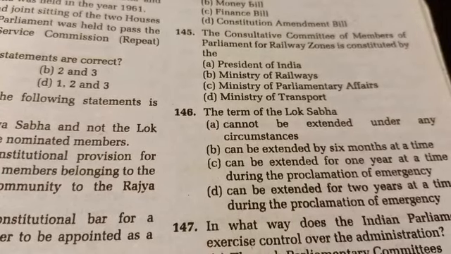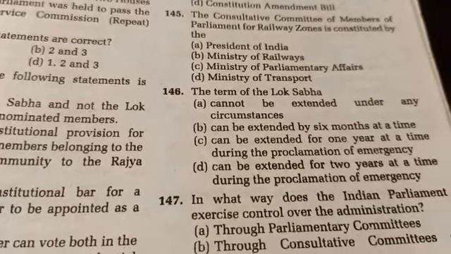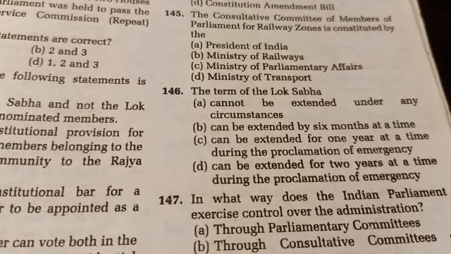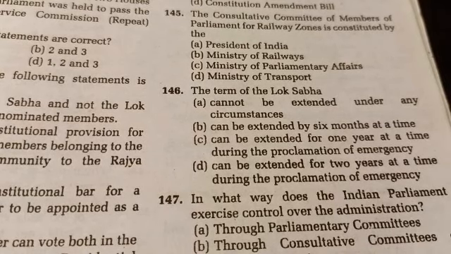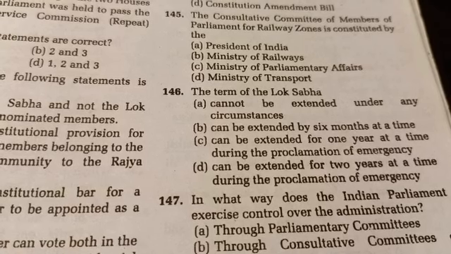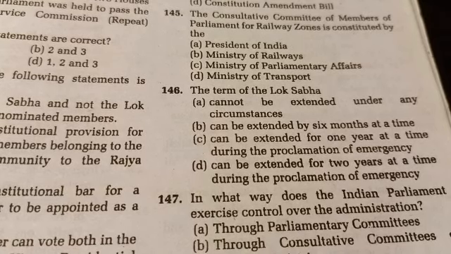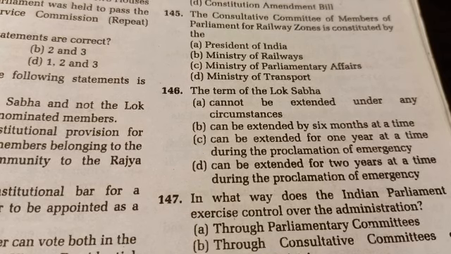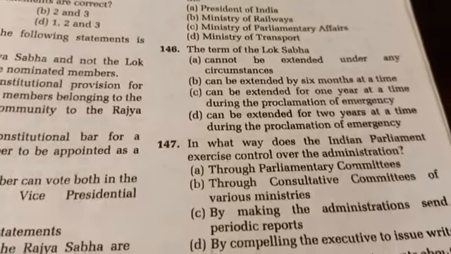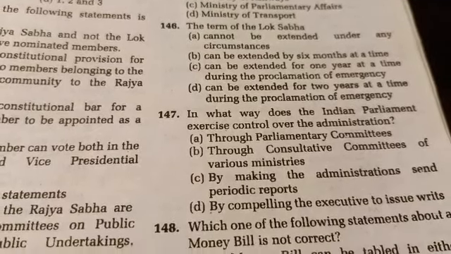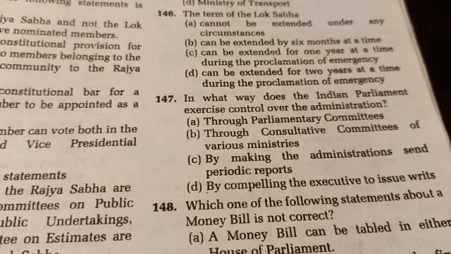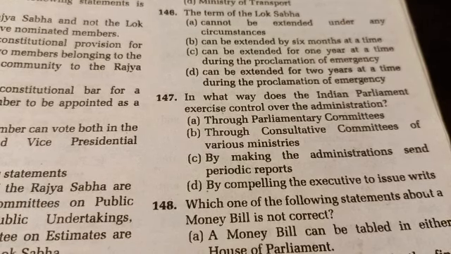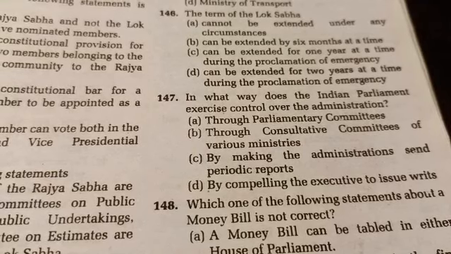Question number 146. The term of Lok Sabha. Option C is correct. The term of Lok Sabha can be extended for 1 year at a time during the proclamation of emergency. In what ways does the Indian Parliament exercise control over the administration? Question number 147. Correct answer is option A, through parliamentary committees.